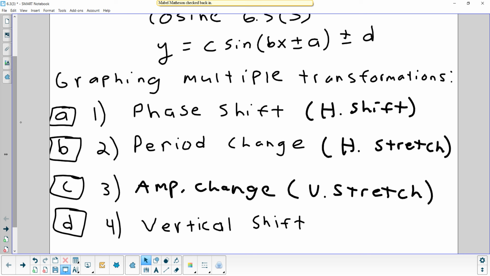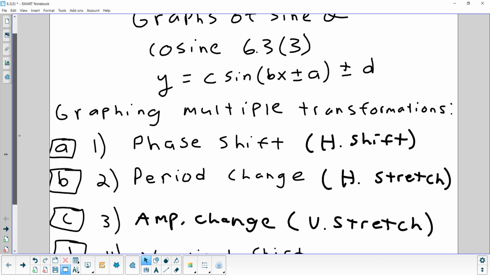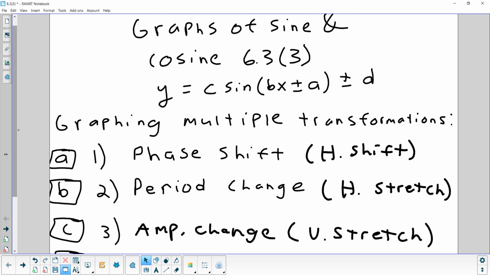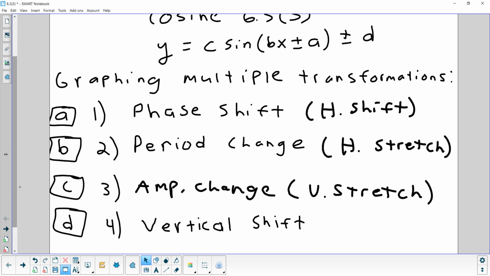Okay? Could you remind me where the horizontal flip and vertical flip are? Those would be B and C. So if you had a reflection, we're not going to do it with B, but if B was negative, you could do it right in there. And then if C was negative, you could do it right in there.